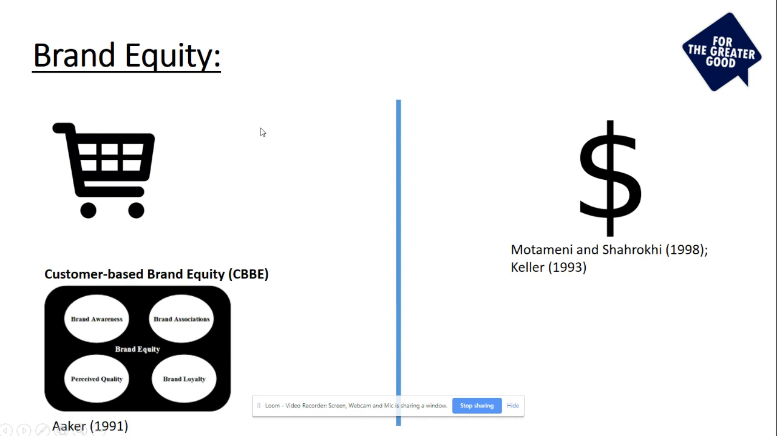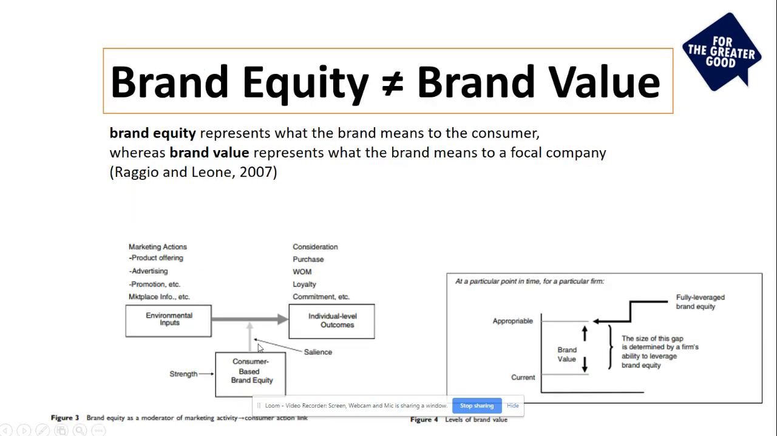So brand equity can be seen from two different perspectives. First is the customer perspective, which we call customer-based brand equity. Second is the company's perspective, which can be seen from dollar signs and financial calculations. In marketing and branding science, we more often discuss customer-based brand equity. The CBBE model proposed by Aaker in 1991 proposed that there are four sources of brand equity. First is brand awareness, second is brand association, third is brand quality, and the last one is brand loyalty.